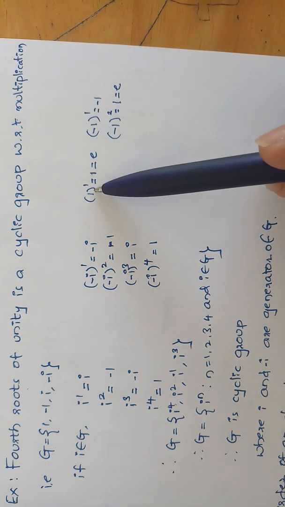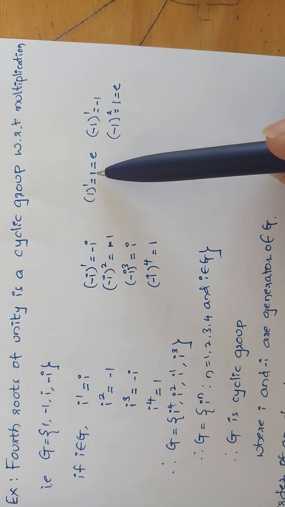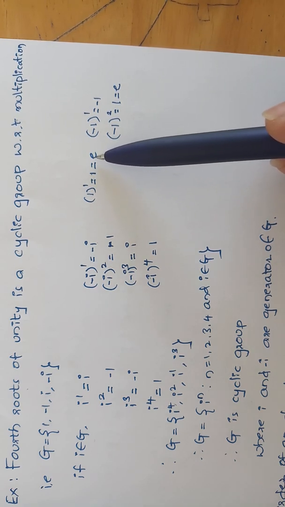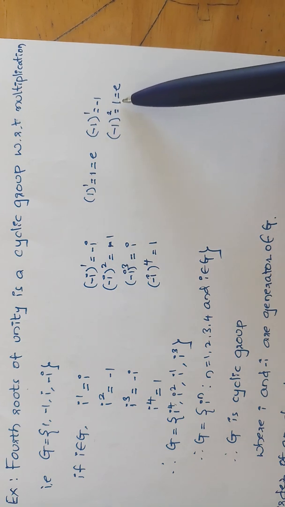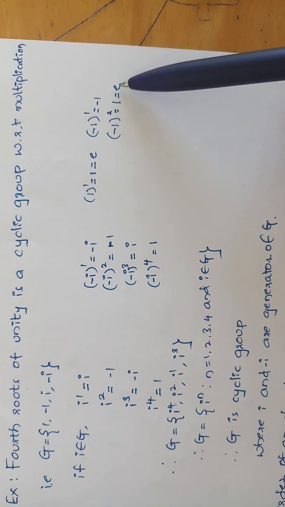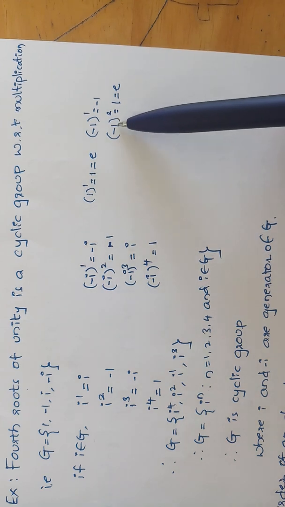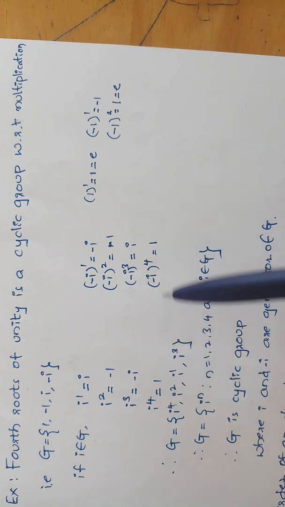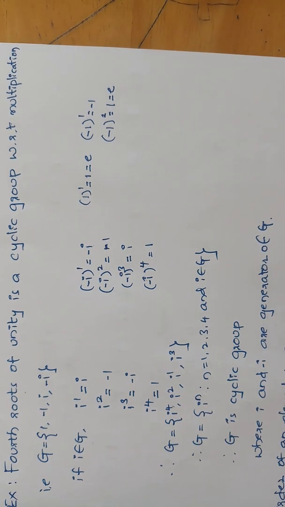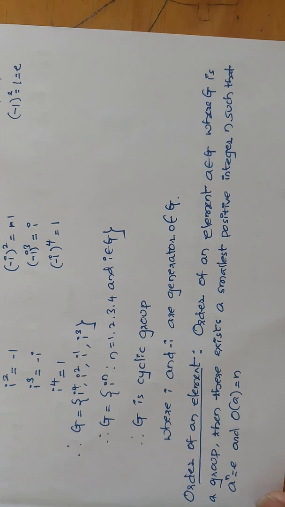So the order of 1 is what? 1, because if we raise 1 to the power 1, you get 1. So that is the identity element. If you raise minus 1 to the power 2, that will become 1. So this is equal to what? The identity element in the multiplicative group. Okay. So therefore the order of 1 is 1, the order of minus 1 is 2, the order of minus i is 4, the order of i is 4. Like that we can find the order of an element.